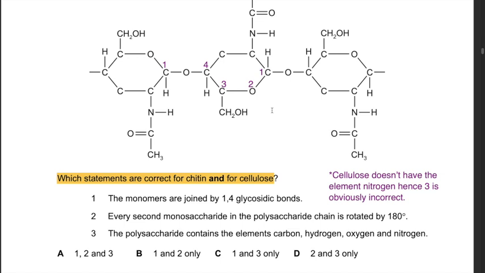And yes, obviously in cellulose, since it is formed from beta glucose units, they form linkages where every second monosaccharide is rotated by 180 degrees. Therefore, yes, statements 1 and 2 are correct, and hence the answer is B.